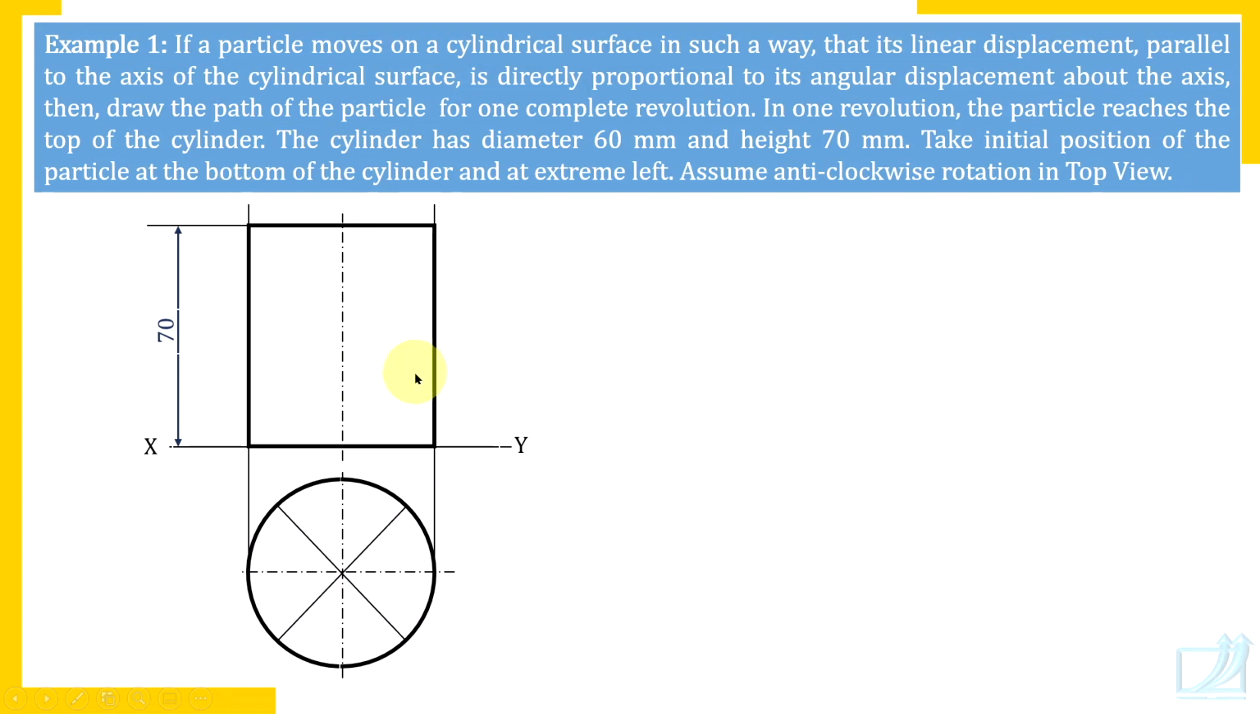Why these lines are dark? So check here. This line is a top circular edge. This line is bottom circular edge. And these two lines are boundary generators. That is a boundary of cylindrical surface.